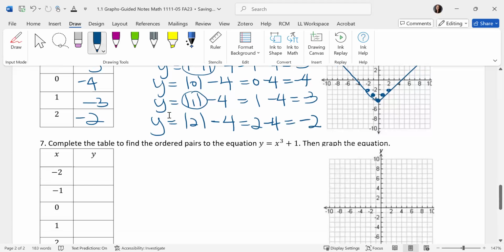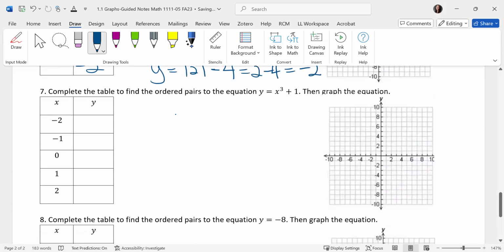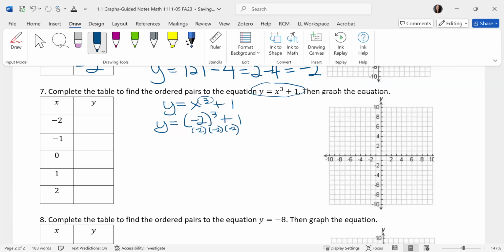Okay, let's go to number 7. Y equals x to the third plus 1. And this is called a cubic function because we have the cube power, the third power. Let's plug this in. Y equals -2 to the third plus 1. So -2 to the third means you're multiplying -2 by itself 3 times, that's -2 times -2 times -2. And that's going to be -8 because -2 times -2 is 4, and 4 times -2 is -8. So -8 plus 1 gives us -7. So when x is -2, the y value is -7.